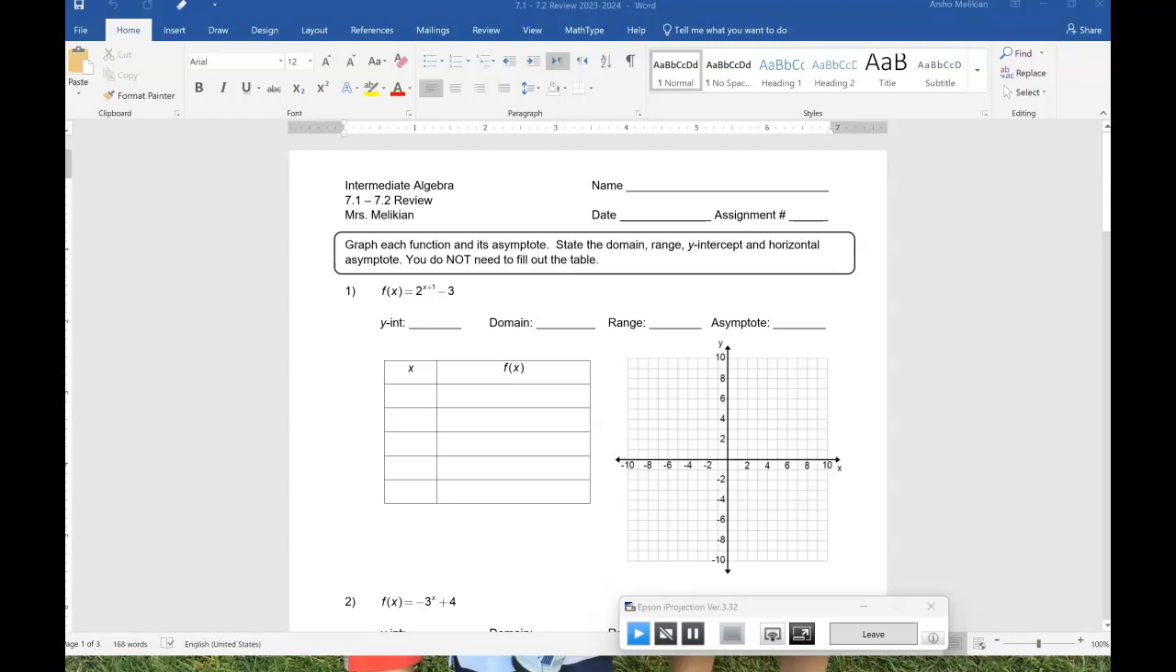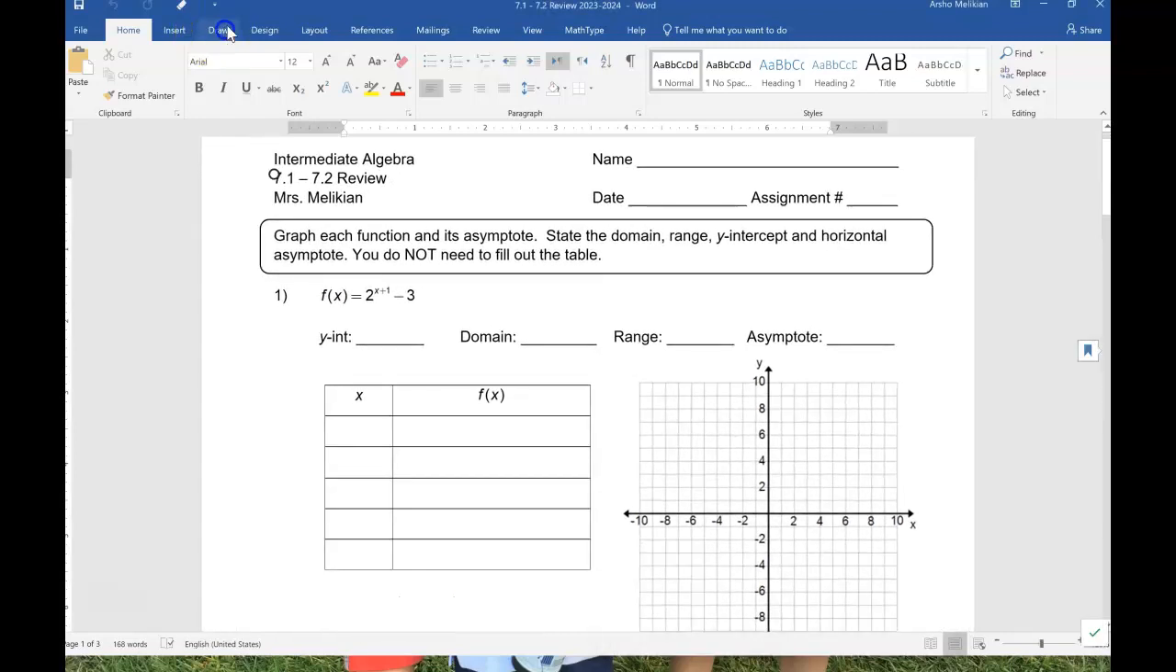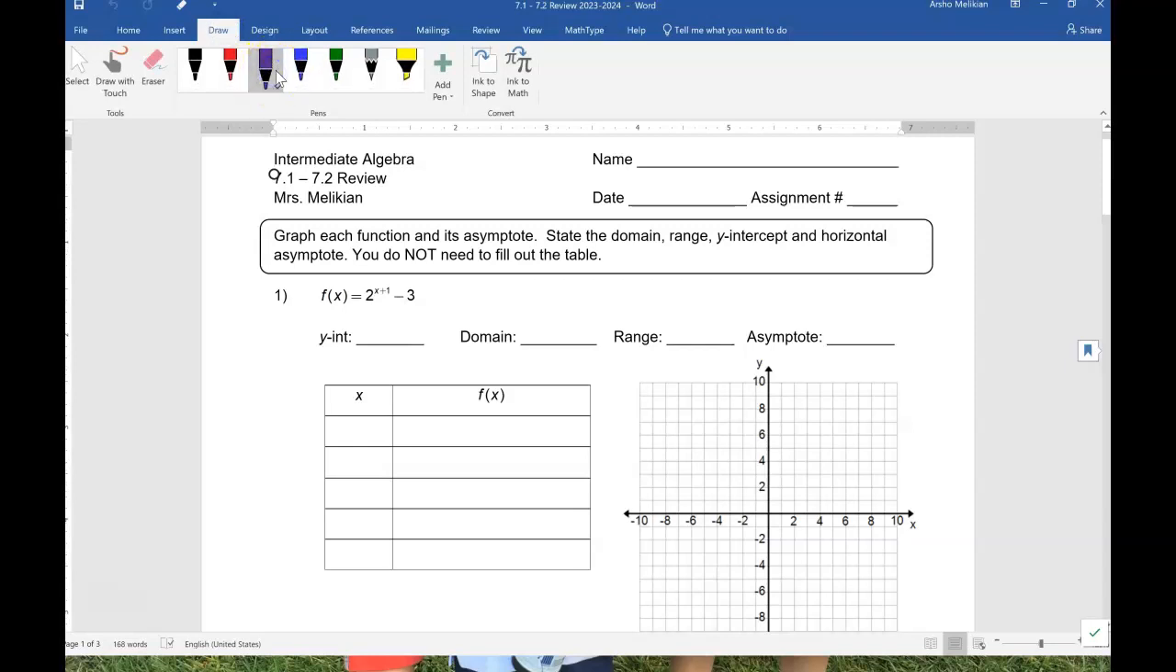Okay, so we first learned how to graph in this chapter, graphing exponential functions. So here we go. I have here 2 to the power of x plus 1 minus 3, right? So the domain is always all real numbers.